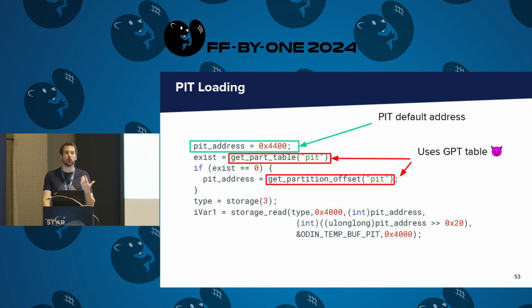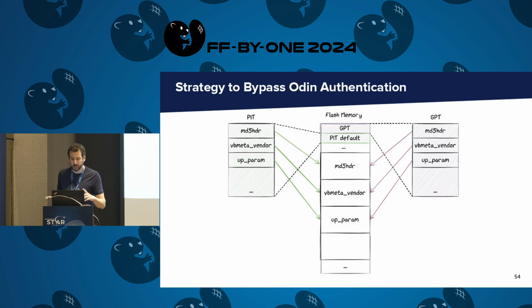So we came up with the following strategy. Here is a representation of the flash memory. You see the PIT and GPT pointing to the same partitions. The first partition you see, MD5 HDR, is actually one of those we can flash without authentication. So we will replace this partition with a new up-param partition containing our malicious JPEGs.